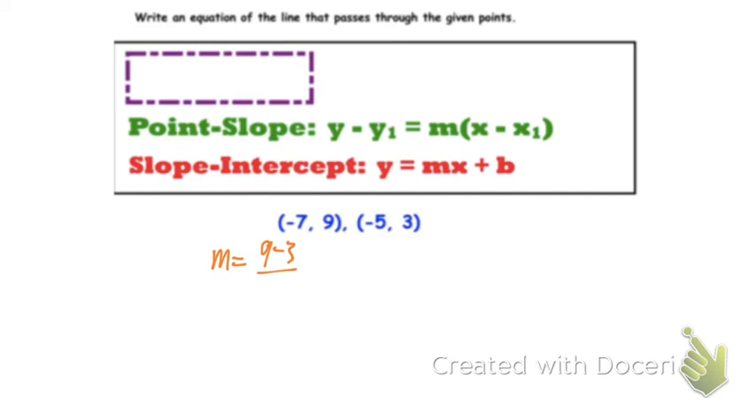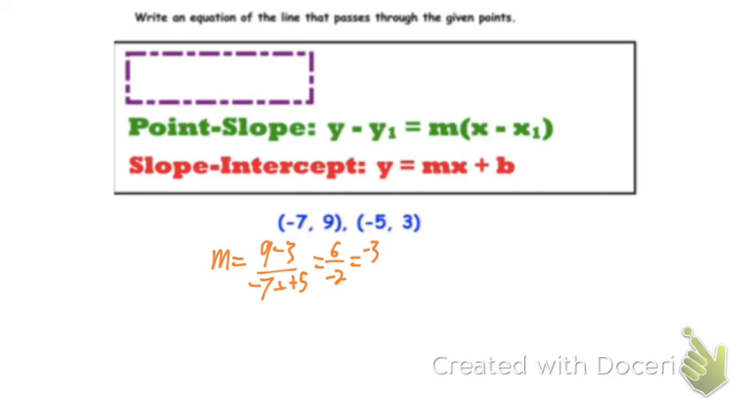Over negative 7 minus 5. Negative 5. Nailed it. 9 minus 3 is 6. Negative 7 plus a positive 5 is negative 2. 6 over negative 2 is negative 3. Now, we have the m and the point, so now we can do point slope, right?